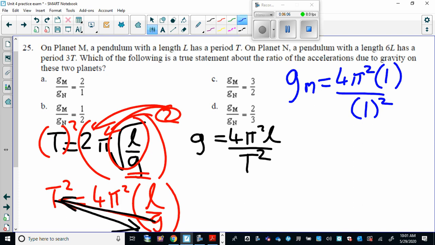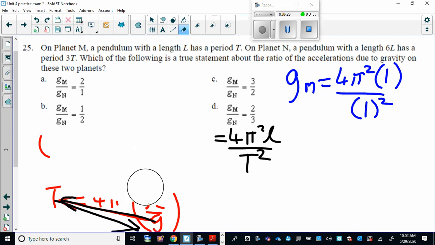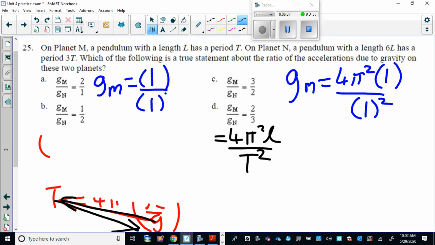Now, we really want to do this as efficiently as possible, so I'm also going to acknowledge that 4 pi squared is a constant. Since it's constant to both, it's going to appear in the acceleration due to gravity for M and for N. It's just going to cancel out. So if I really want to be efficient about this, I'm just going to erase this so I can be near the mic. I'm just going to write it like this: 1 over 1 squared, which equals 1. How easy is that? And then when I do N, again, I could do it like this.